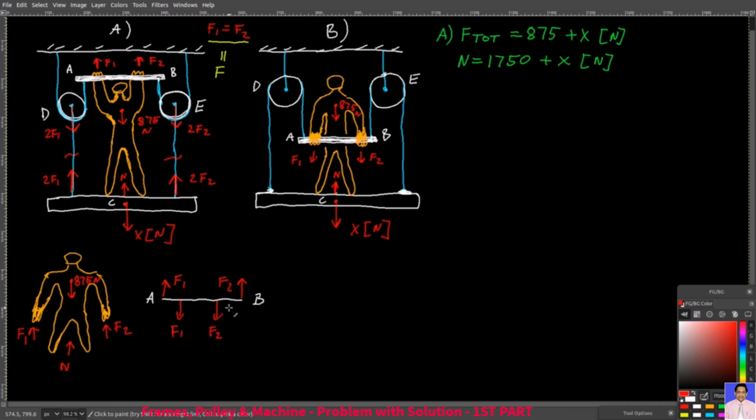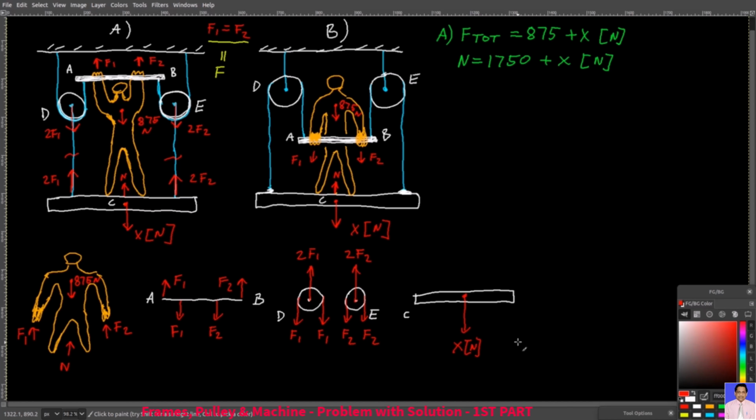The next step is, of course, to draw the free body diagrams to the pulleys D and E. Again, everything is upside down. Since they are in equilibrium, pulley D has F1 force down on both sides, and you have twice of that force upwards, and the same thing for pulley E. Finally, we draw a free body diagram to the platform C.